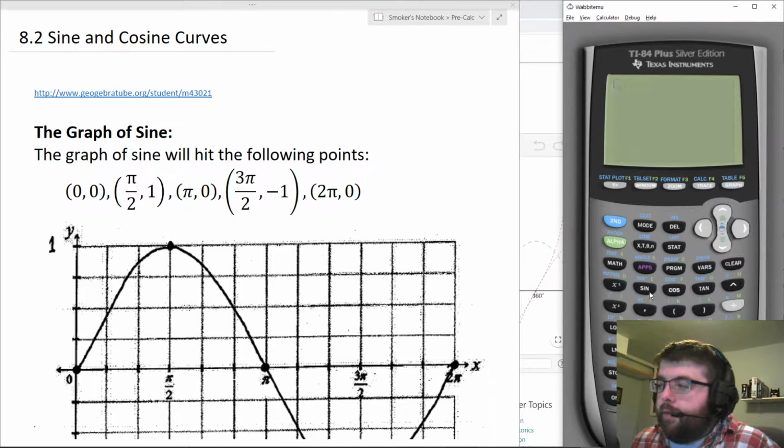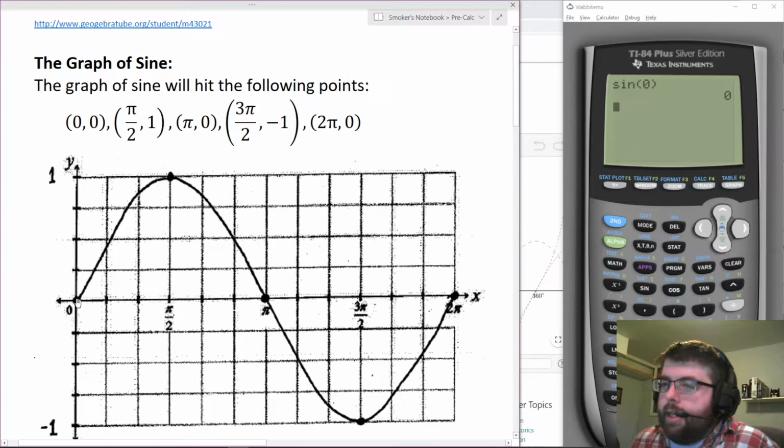So, some nice points for sine. First of all, you want to make sure you're in radian, which I am. If I put 0 into sine, I'm going to get 0 out. So the point 0, 0 is an easy point to plot. I can just show this here, that I plotted the point 0, 0.